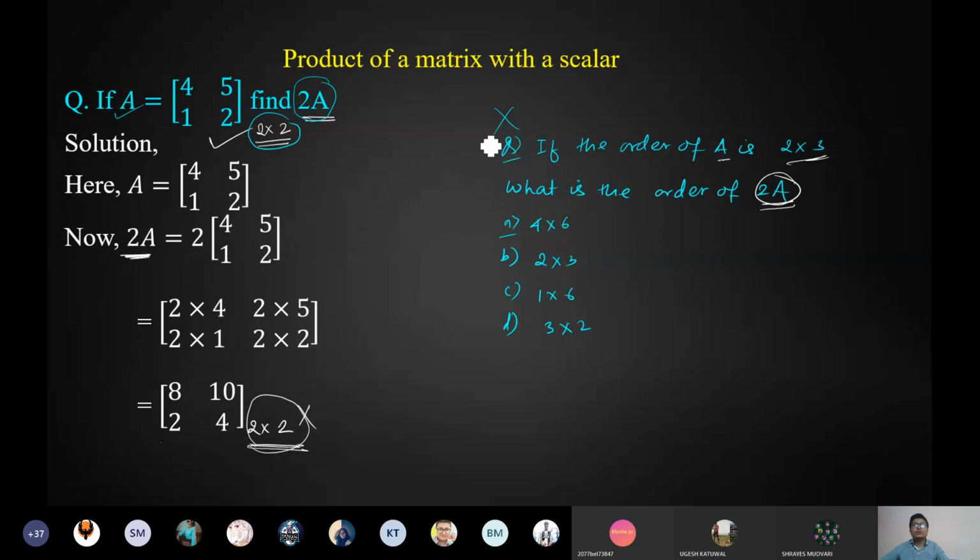In fact, in this question also, the order of A is 2 by 3. So the order of 2A will also be 2 by 3. In multiple choice questions, the very first answer is most of the time confusing. Most of the students answer option A. It may be confusing. It is also a bit logical. 2 into 2 is 4, 2 into 3 is 6. You may go in that way, but it is not the correct answer. So you need to be careful. Let's go to the next question.